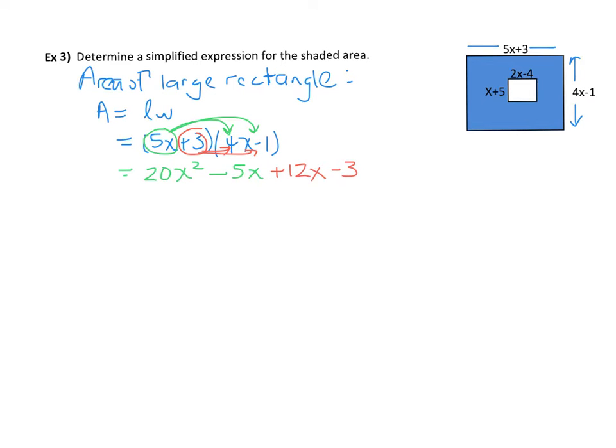At this point, we need to look and see, do we have any like terms? Yes, we do. We have those middle terms again that we need to add together. We have 20x squared, that has nothing to go with it. A minus 5x plus a 12x will equal plus 7x, and then we have our minus 3. That is a simplified expression for the area of the large rectangle. Now I'm going to find the area of the inner small rectangle, the inside rectangle.